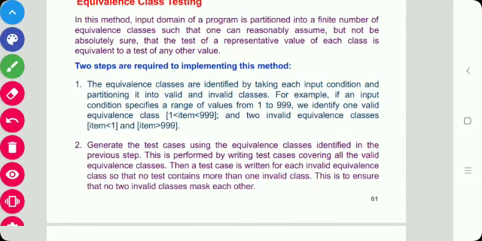Now generate the test cases using the equivalence classes identified in the previous step. Okay. This is performed by writing test cases covering all the valid equivalence classes. Then a test case is written for each invalid equivalence class. Okay, and we have to test the conditions.